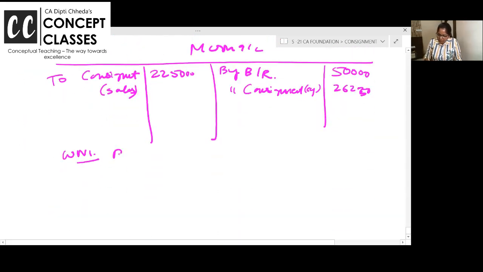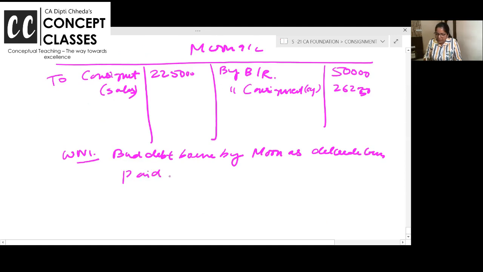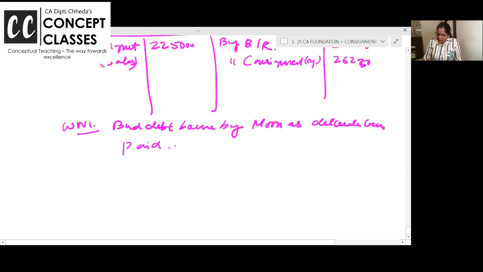Yes. Working note 1. Bad debt borne by Moon as Del Credere commission paid. Del Credere commission we have paid you, so bad debts we will not bear. But still we should calculate what is bad debt. 200 units we have sold at 32.50. How much is it? 200 units are sold at 32.5. 6,500. Right?